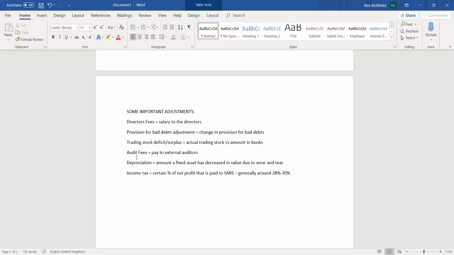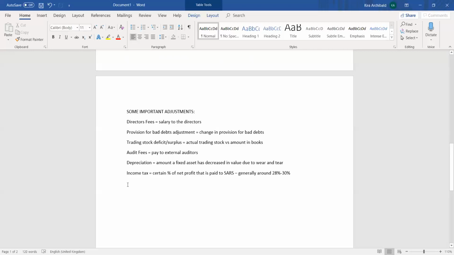Then we move on to depreciation. This is something that was covered in grade 11. It is the amount that a fixed asset has decreased in value due to wear and tear. This amount is an expense and is also recorded in our fixed assets note.